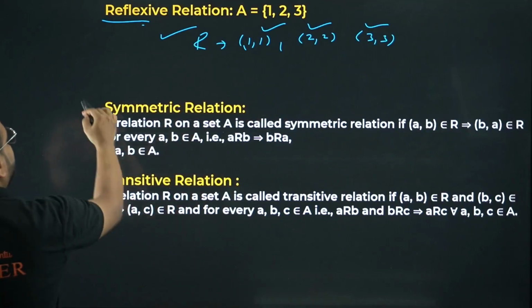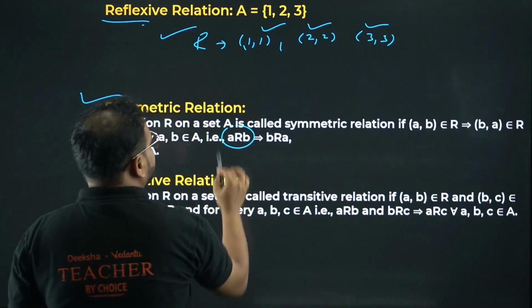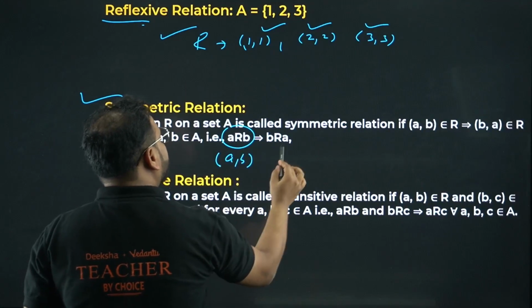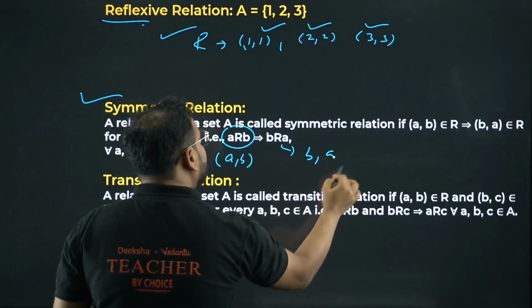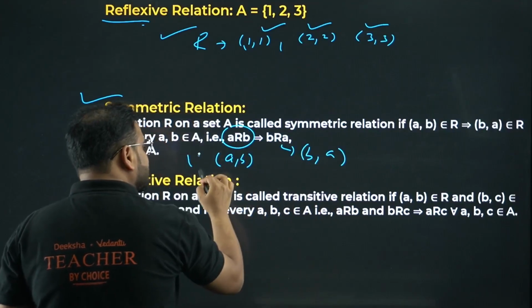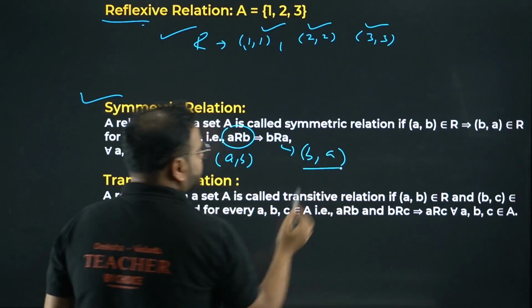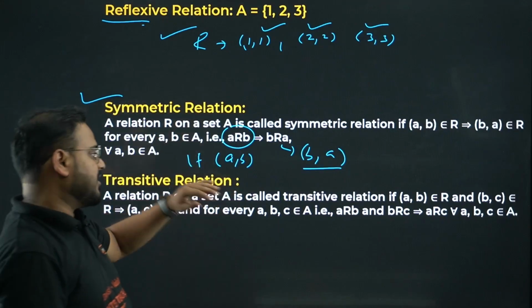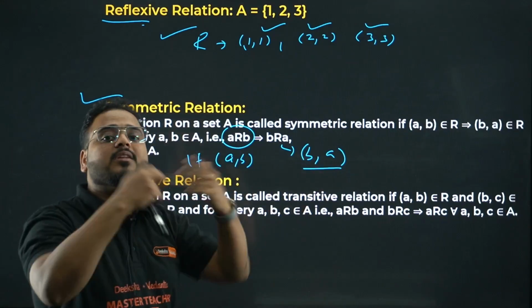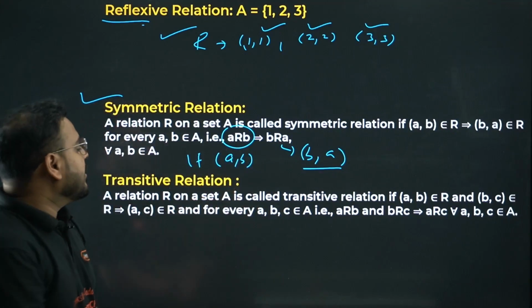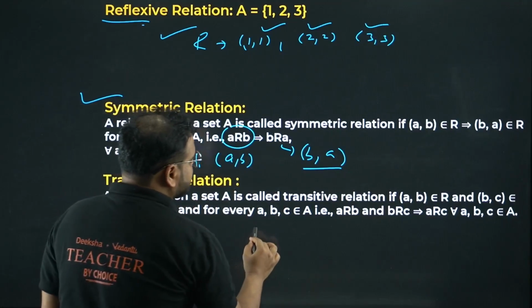What about symmetric, sir? In this case, if you have ARB, basically the ordered pair is (A, B). BRA means the ordered pair is (B, A). If this part is there, this is the if condition, then this should also be there. You look for only this condition. If this is there, then this is there. Don't worry about other things. Okay, if this is there, then this is there. In the case of transitive, we have two conditions.